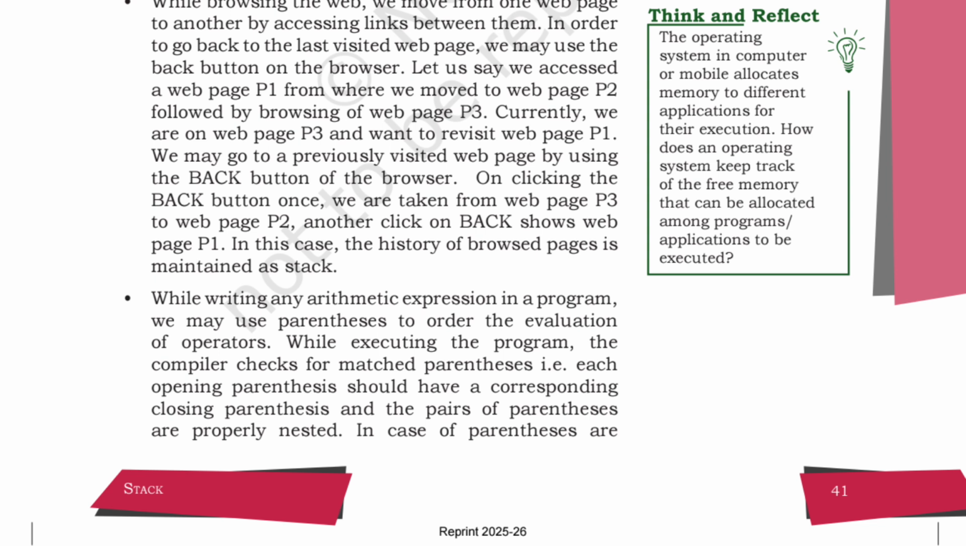While writing any arithmetic expression in a program, we may use parentheses to order the evaluation of operators. We have different evaluation operators. While executing the program, the compiler checks for matching parentheses. That is, each opening parenthesis should have a corresponding closing parenthesis, and the pairs of parentheses should be properly nested. Over here we have different parentheses, and we use different parentheses for each operation. So these pairs of parentheses are properly nested, right?